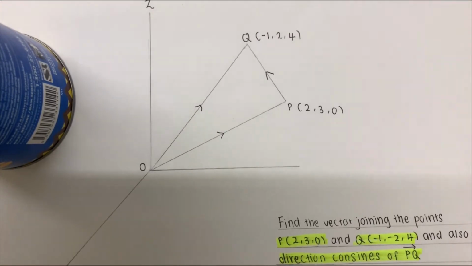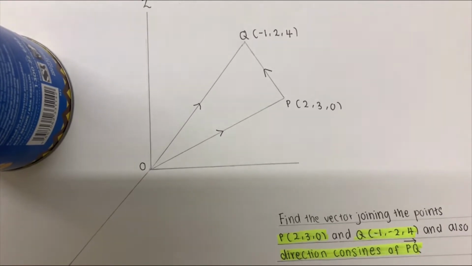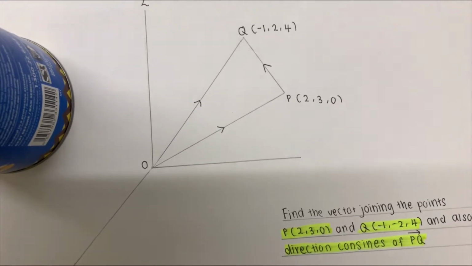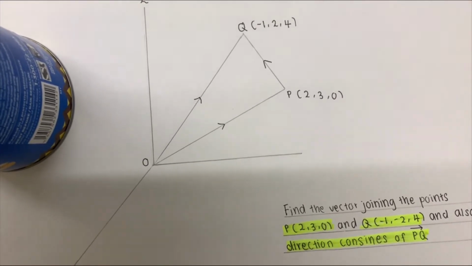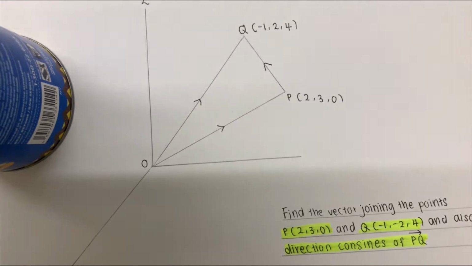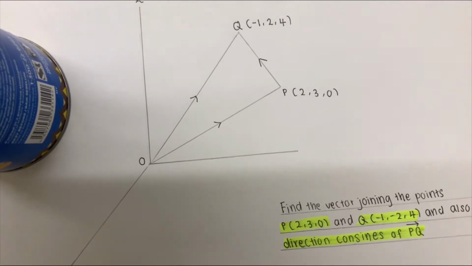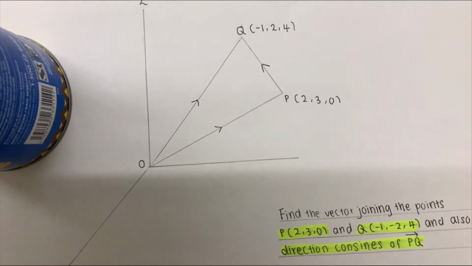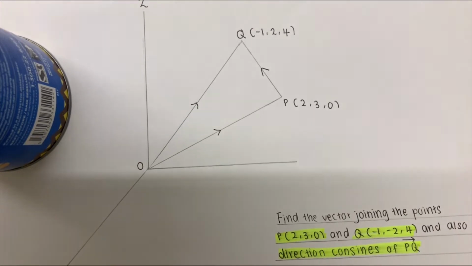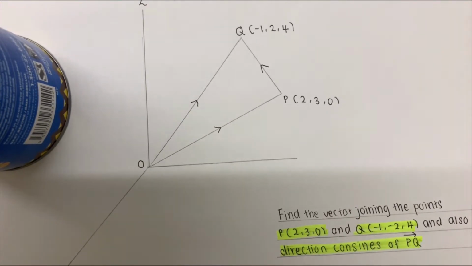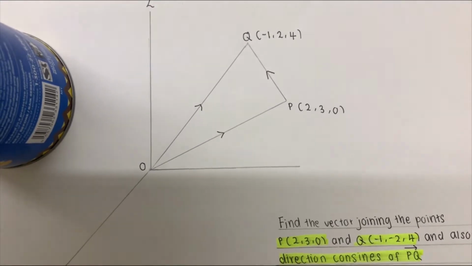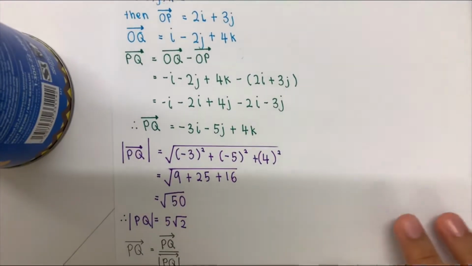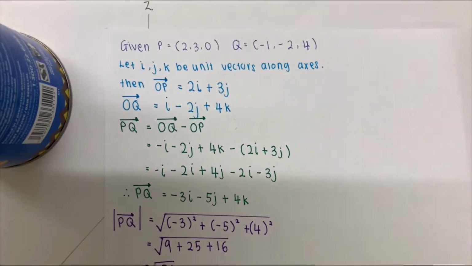Mathematical solution with drawings. So this is my question that I have done. Okay, the question is: find the vector joining the points P (2, 3, 0) and Q (-1, -2, 4) and also direction constants of PQ. So this is the solution.